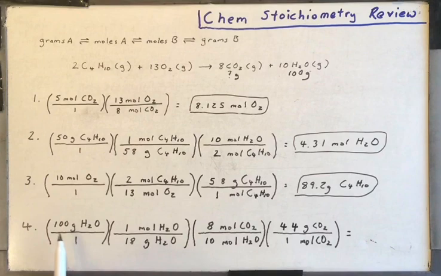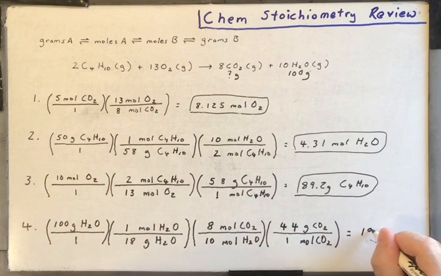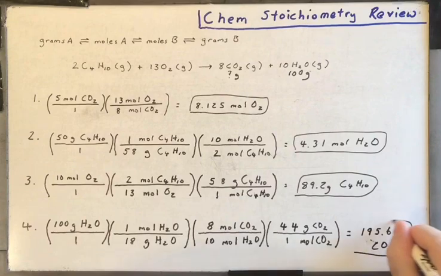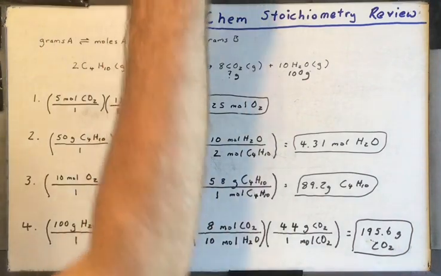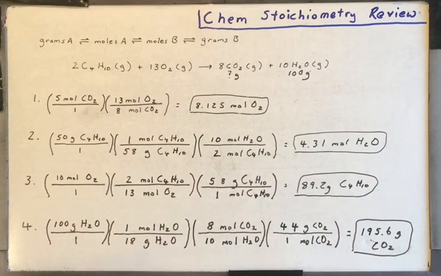All right, now we can do it. 100 divided by 18 times 8, hit equal every time after this if you need to. Then divide that number by 10, and then multiply, because it's on top, by 44, and you'll get 195.6 grams. All right, pause the video if you're still writing, and we'll finish up with number 5.